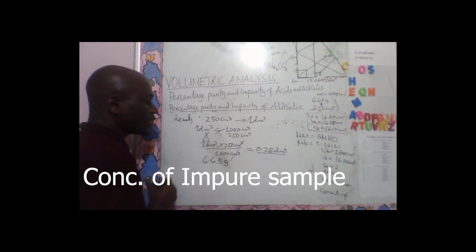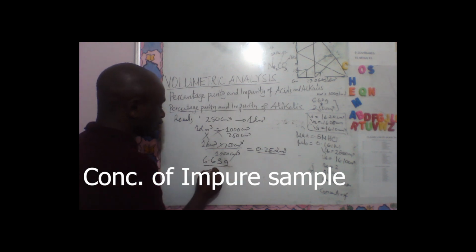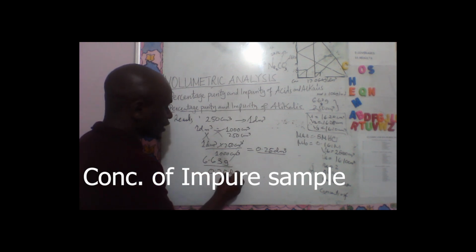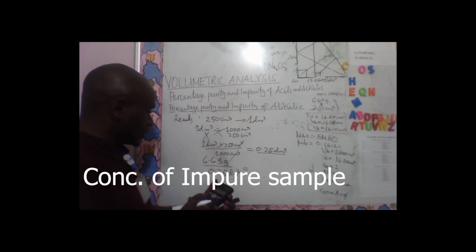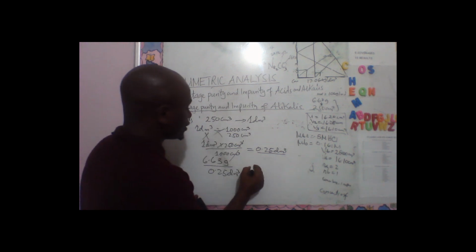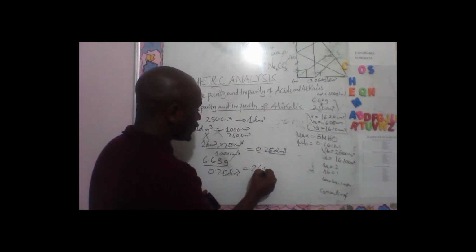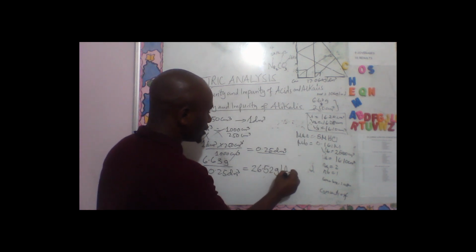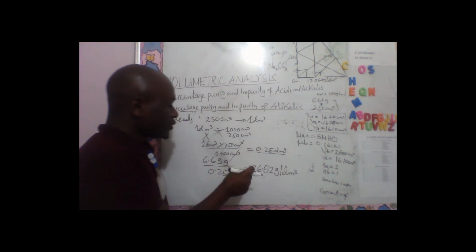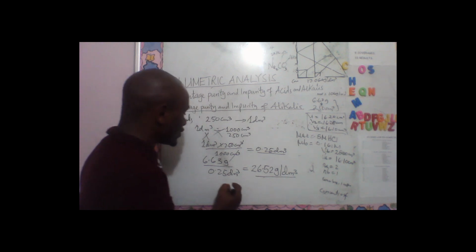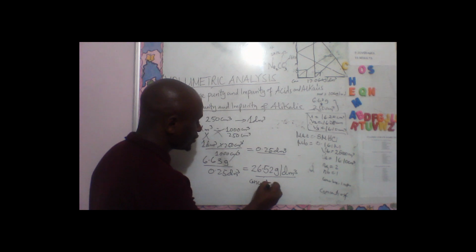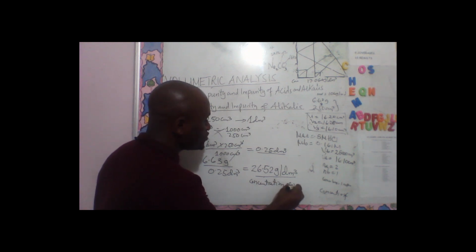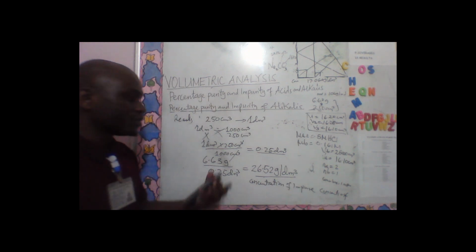So take 6.63 grams, which is the mass, over 0.25 decimeter cube. We take 6.63 divided by 0.25, and we get 26.52 gram per decimeter cube. This is the concentration of impure, which we obtained the first time.